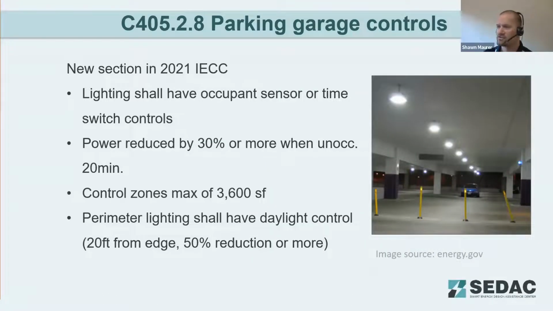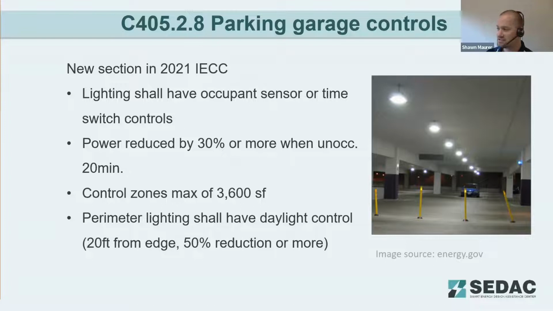For parking garage controls, this is a new section to the 2021 IECC. They've added in daylighting controls and occupant sensor controls for parking garages, specific to those spaces. So lighting shall have occupancy sensors or time switch controls. It's going to reduce power in the garage by 30% or more when unoccupied for more than 20 minutes. Control zones are limited to 3,600 square feet per zone, and perimeter lighting should have daylight controls to 20 feet inward from the edge with a 50% reduction or more.